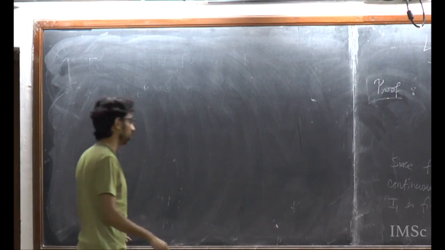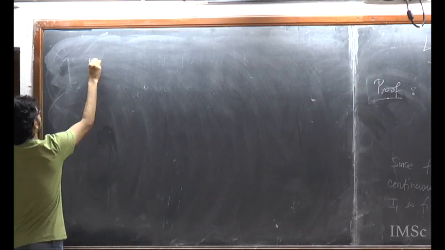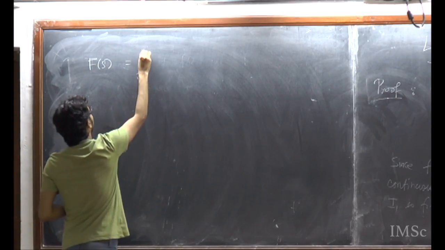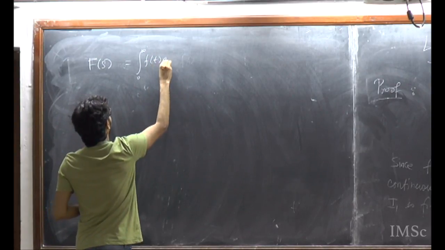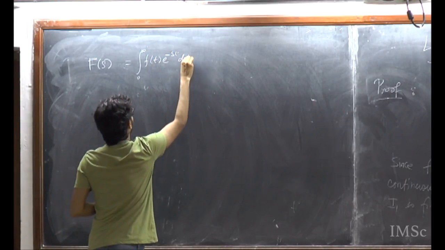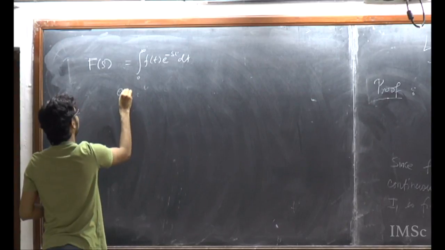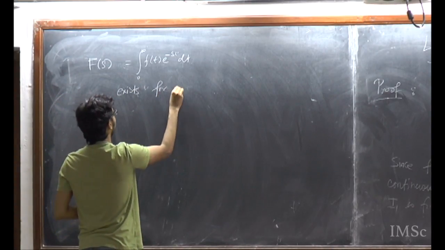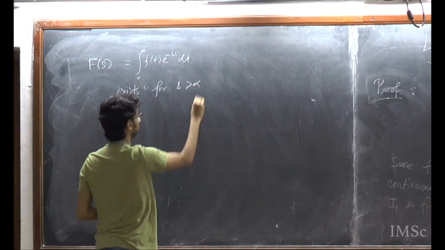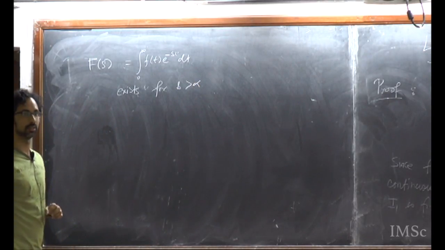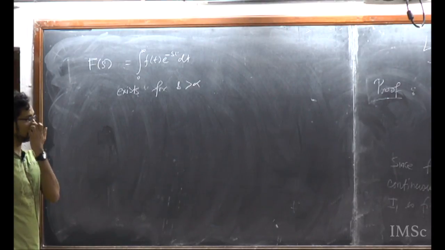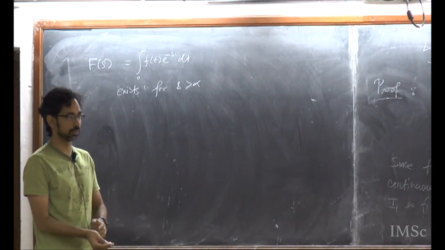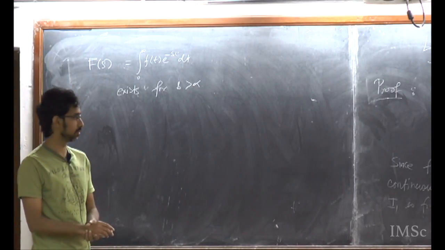So the final conclusion is that F(s), the integral from 0 to infinity of F(t) minus S(t) dt, exists for s greater than alpha. Is this clear? Any doubts about this proof? No questions? Okay, good.